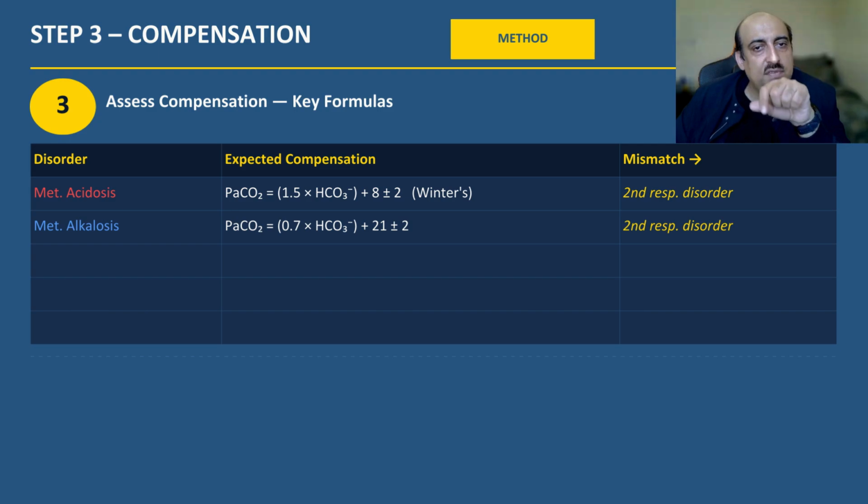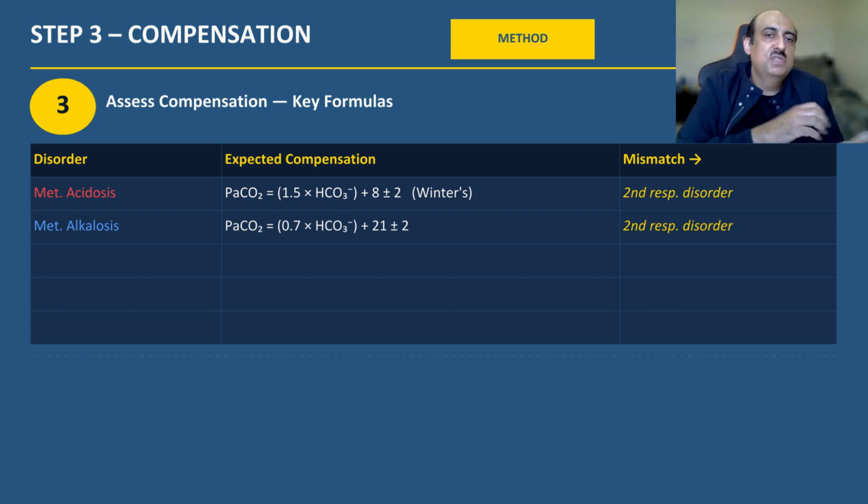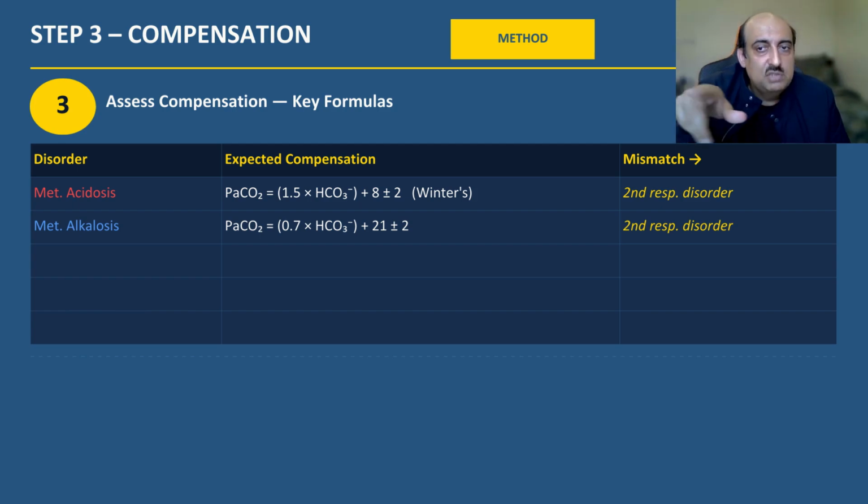However, if the final number is opposite to this, let's say if the number is lower, then you can expect respiratory alkalosis on top of metabolic alkalosis. However, if the number is higher, then you can expect respiratory acidosis in addition to metabolic alkalosis. So this means a mismatch would indicate a secondary respiratory disorder.